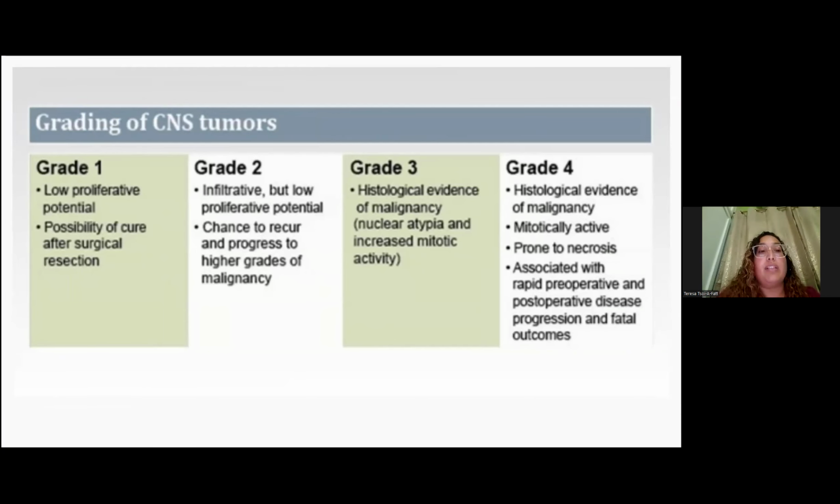Now, this table just gives us the grading of CNS tumors, which we would see with respect to the pineal parenchymal tumors. So it ranges from grade 1 to grade 4, grade 1 being low proliferation, and they have the possibility of cure after resection. And as you go along the grading system, the prognosis progressively worsens. So grade 4, malignancies with high mitotic activity that are prone to necrosis, and these tumors tend to have a poor prognosis with fatal outcomes both pre and post-operative disease.